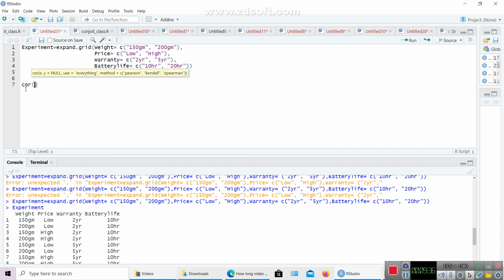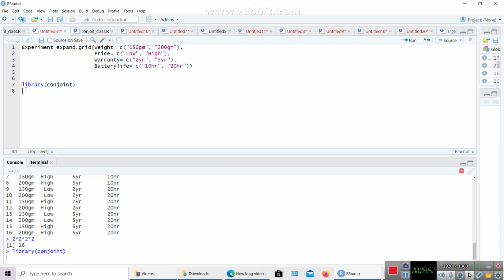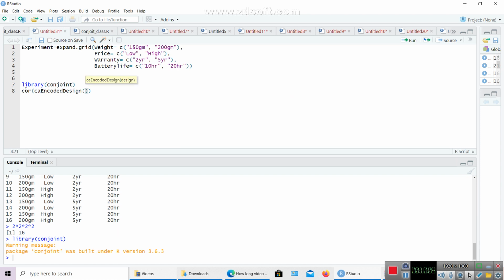correlation of. Alright. So before proceeding, I have to load the conjoint package. Okay, if you don't have this package, please install it. Correlation, and experiment.